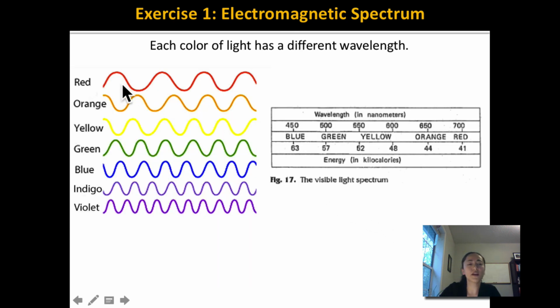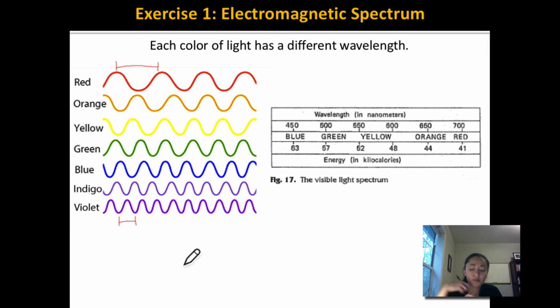If we look at the different colors of light here, you can see that each color of light has a different wavelength. Red light has a very long wavelength, which means that it has a lot less energy than something like violet light. Violet light, the distance between these peaks or valleys is very short, so violet light would have more energy. All right, so that is objective 1. Objective 2 says, describe the method of chromatography and interpret a chromatogram.